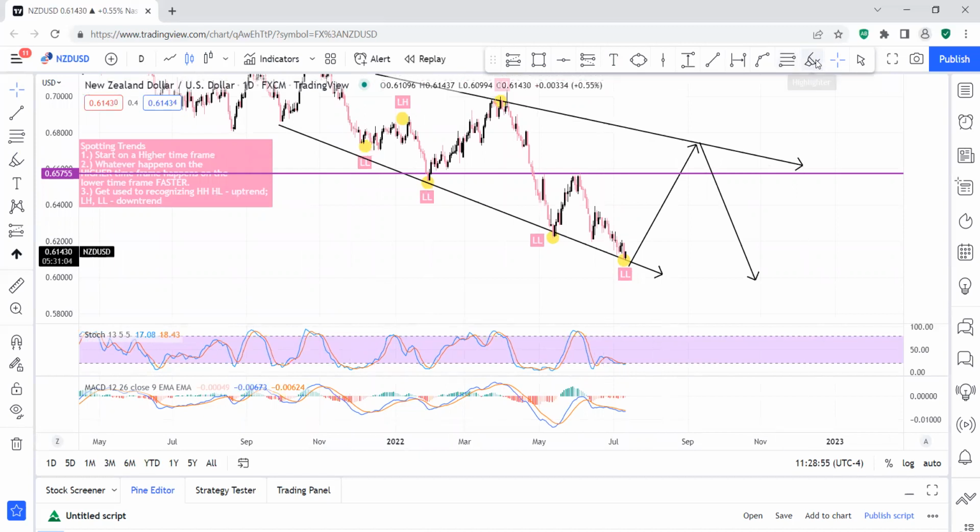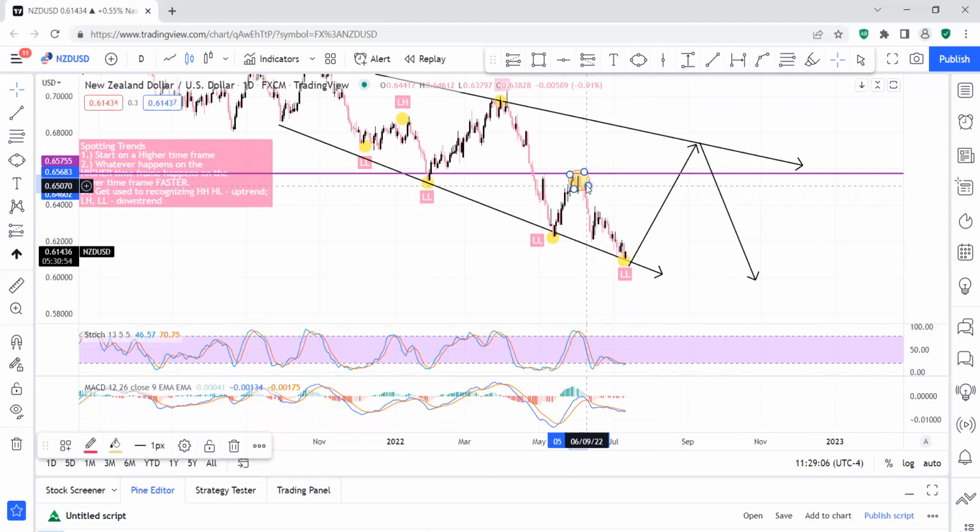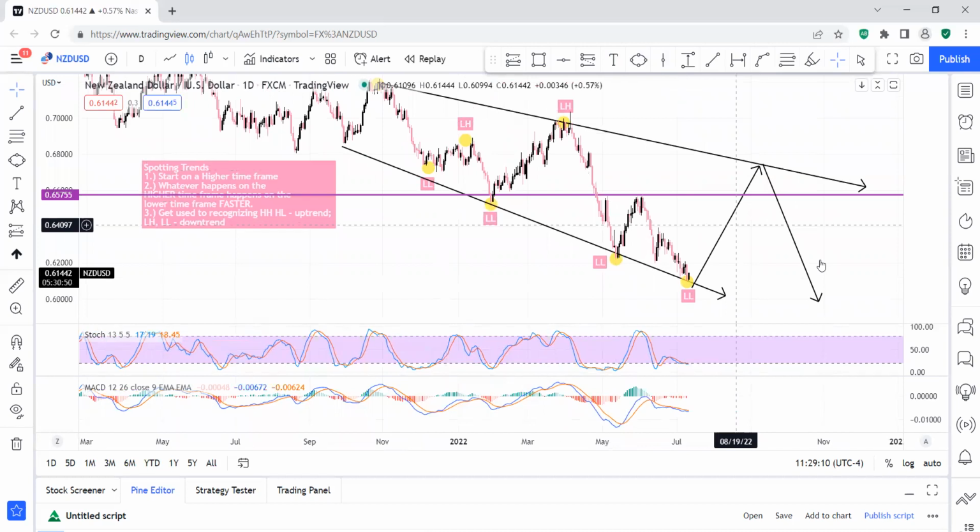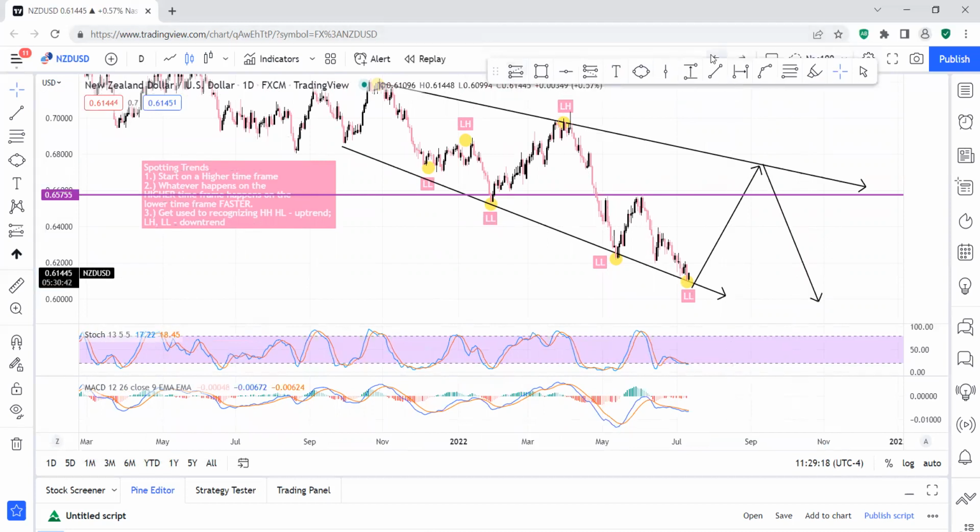I actually always tell my students to use a highlighter tool, or you can even use the ellipse tool. It works the same way. Just highlight wherever you want to showcase, and that'll allow you to get used to recognizing these overall trends. And not to mention, you can do this on any time frame.